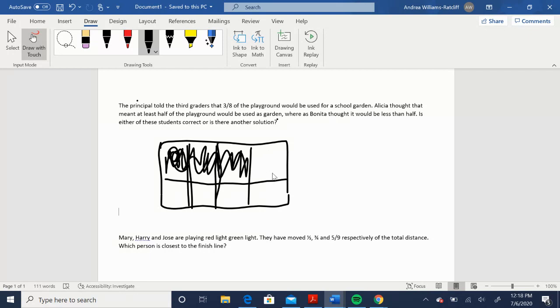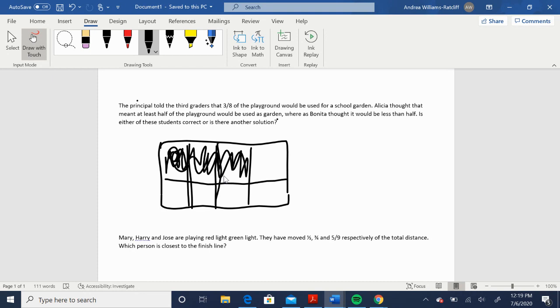Obviously, we don't have half colored in, so this can't be at least half. At least, of course, would mean half or more. So we know Alicia is not correct. Okay, Benita thought it would be less than half. So we're looking at this, 4 blocks would be half. We do have 3, which is less than that. So we do have some concept of 3/8 being worth less than half.